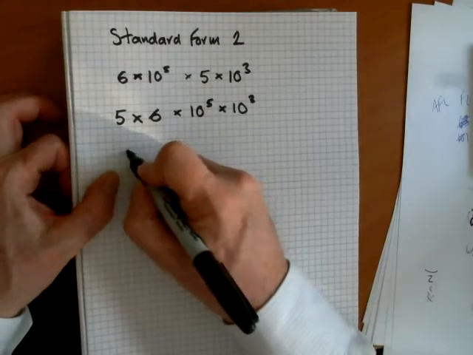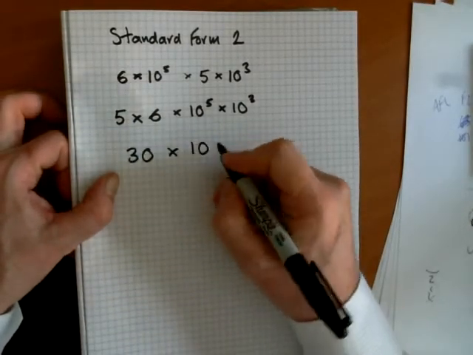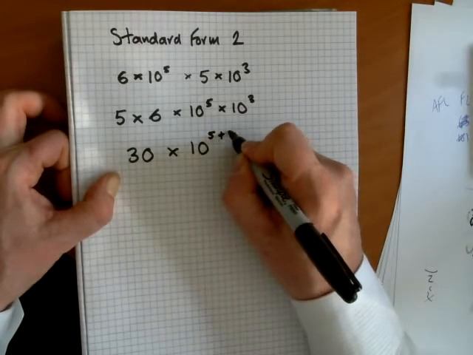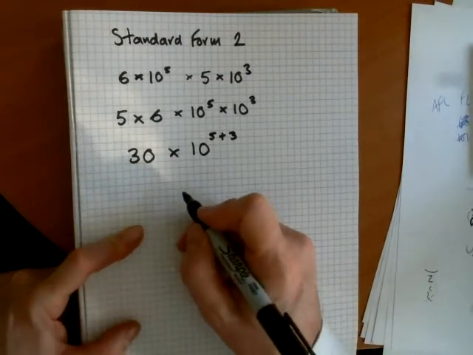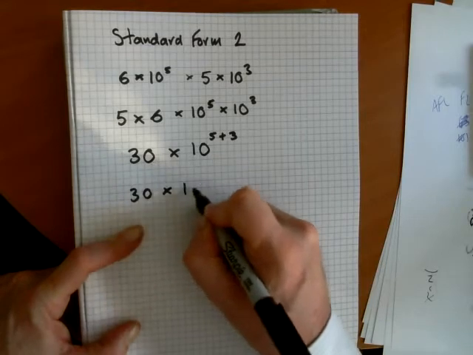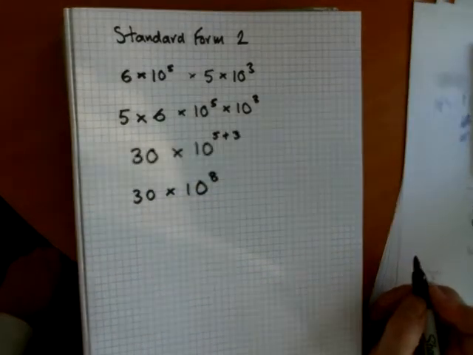So we know that 5 times 6 is 30, and we should know that when we have the same base and we're multiplying, we can add the indices together. So we've got to do 30 times 10 to the power of 5 plus 3. Obviously 5 plus 3 is 8. Now quite a lot of students lose marks here because they leave the answer like that.